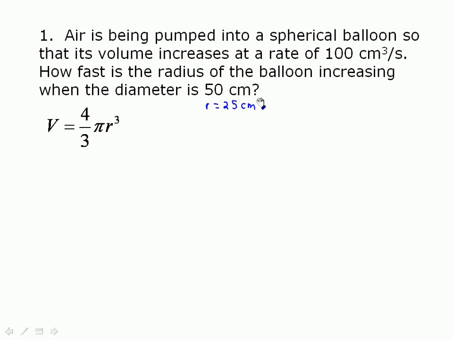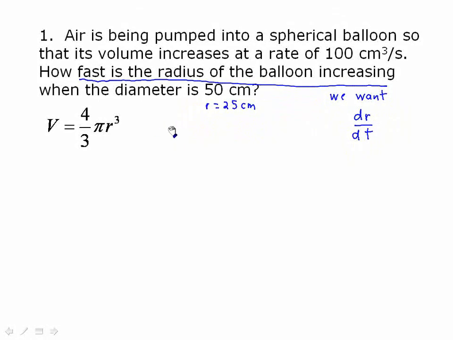The big mistake is for people to plug in that r equals 25 right away. Reason it's a mistake is because that would be finding the volume. And we don't want the volume. We want to find out how fast is the radius increasing or changing. So note at the beginning what it is we're going after. We want dr/dt. We want to find out the rate of change of the radius.